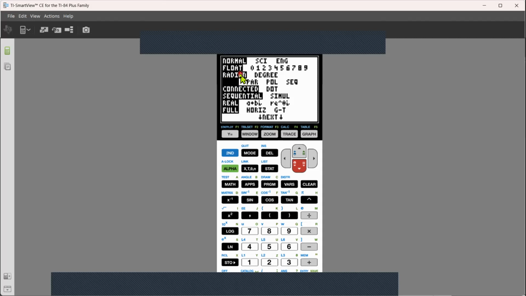If you want to change the number of decimal places that you see, you can change that by changing the float and specifying the number of decimal places. It will automatically show you a certain number of decimal places after the decimal, but most people prefer to keep it on floating.